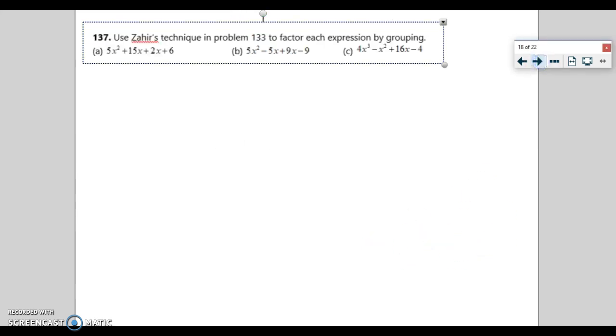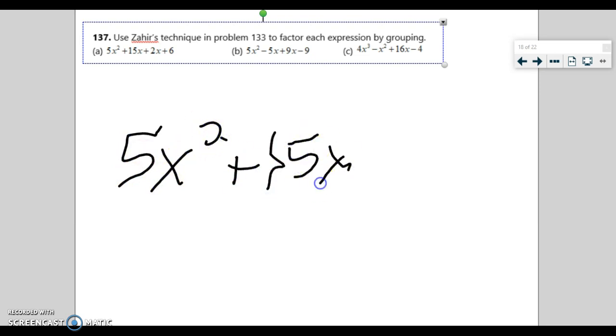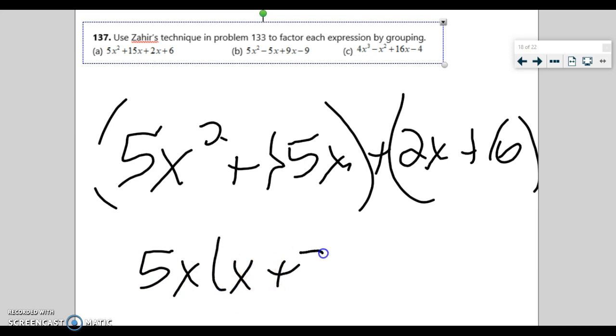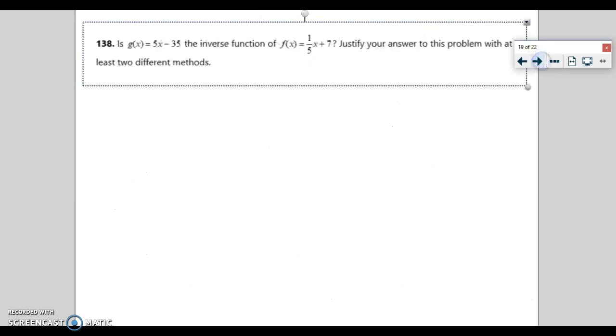We talked about Zaria's technique. Again, bring it down. Get the greatest common factor of this, and get the greatest common factor of that. The greatest common factor is 5x. Bring everything out, it'll be x plus 3. Same thing, the greatest common factor is 2. This is going to be x plus 3. And you've got your 2 x's and your 2 3's.